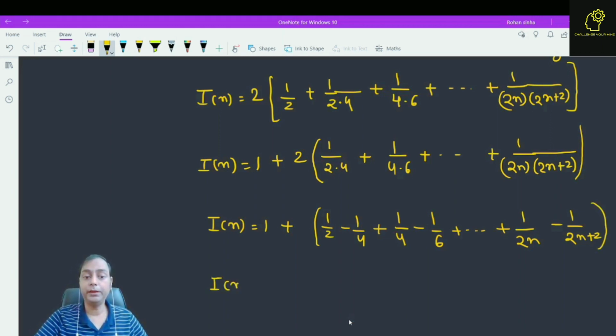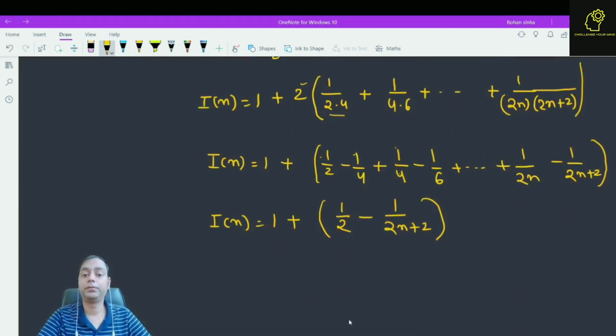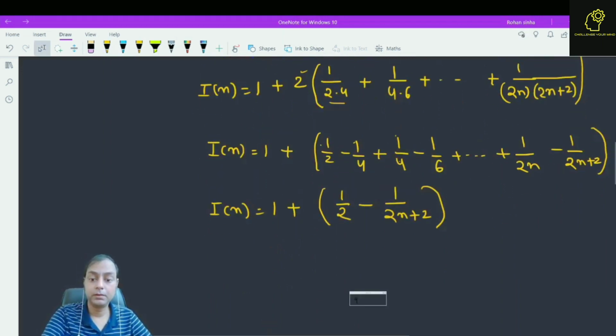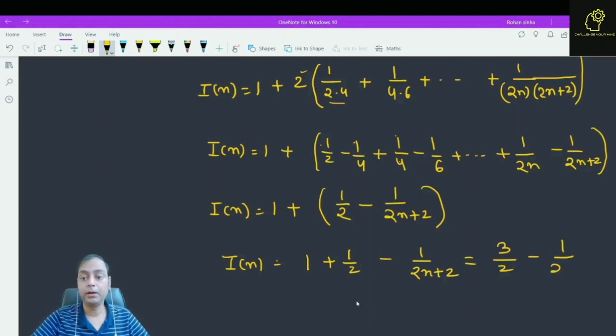Now, finally, what do we get? All these terms will get cancelled except the term 1 by 2n plus 2. So this is the key step here. 2 upon 2 into 4 can be represented as 1 by 2 minus 1 by 4, and 2 upon 4 into 6 as 1 by 4 minus 1 by 6, and you proceed in the same manner. So what do you find? We find I_n is 1 plus 1 by 2, which is 3 by 2, minus 1 by 2n plus 2. So this is 3 by 2 minus 1 by 2n plus 2.